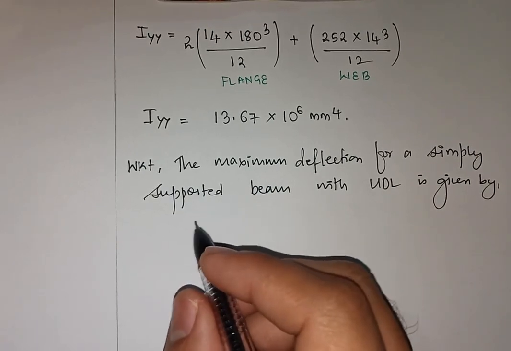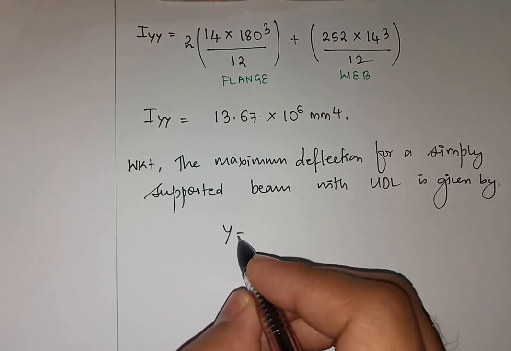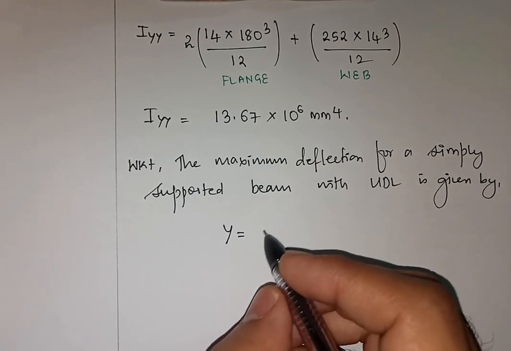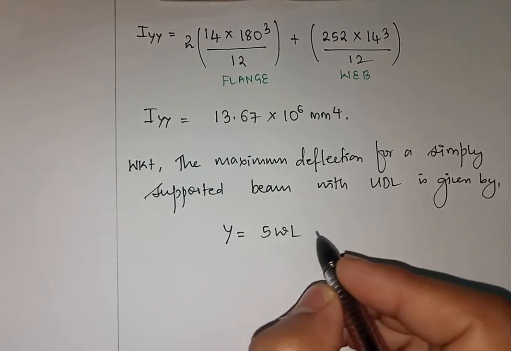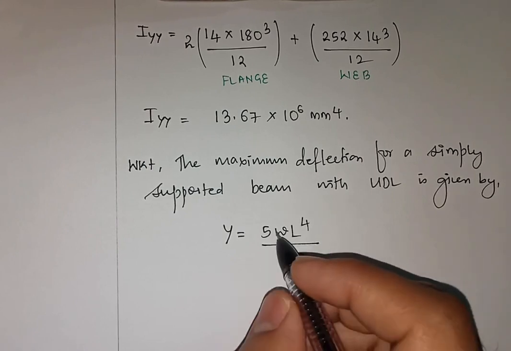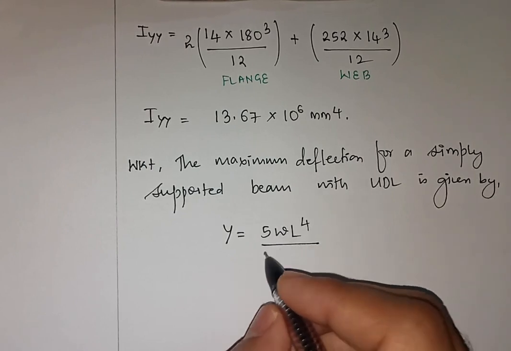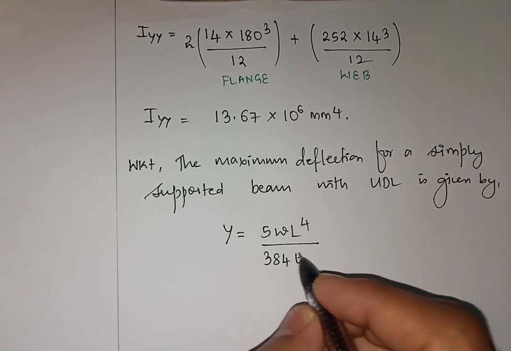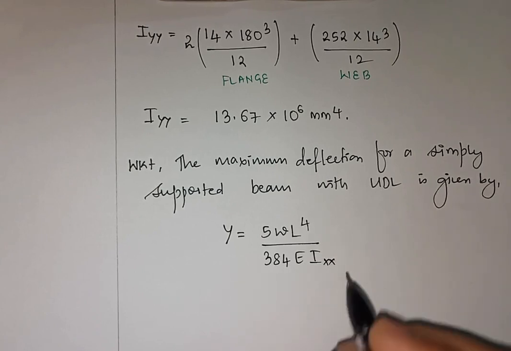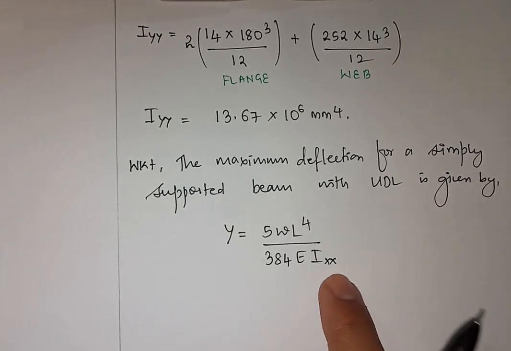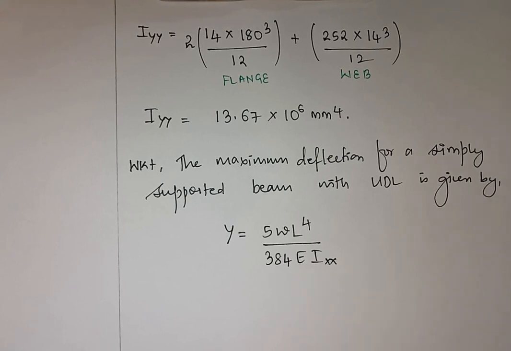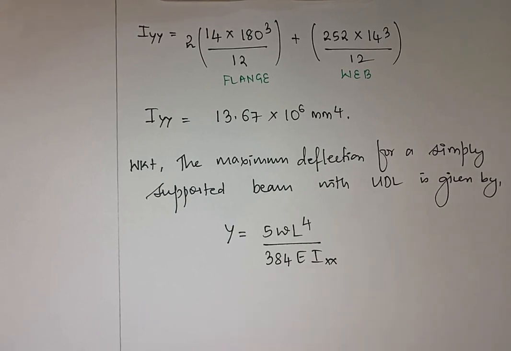So this maximum deflection, if I just call it Y, is given by 5WL raised to 4 divided by 384 EI. So here it is Ixx. This is important, you should know that, because it is a beam. Everything will be with respect to the x-axis because the beam will be horizontal. So it is Ixx. Right.